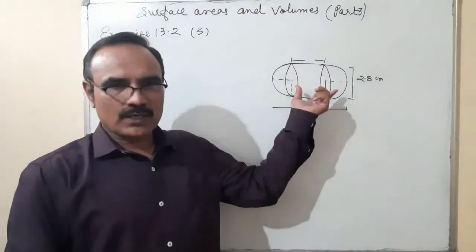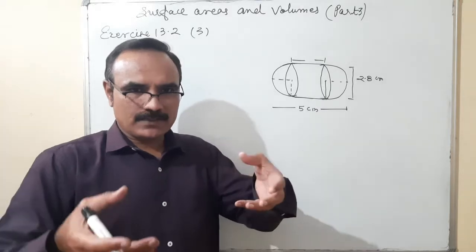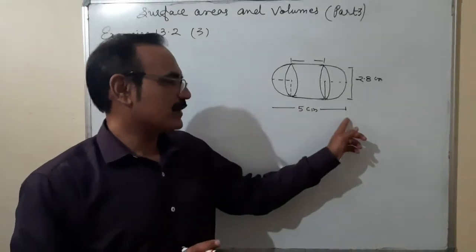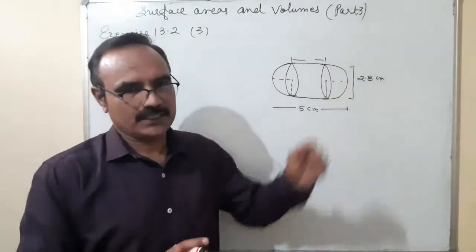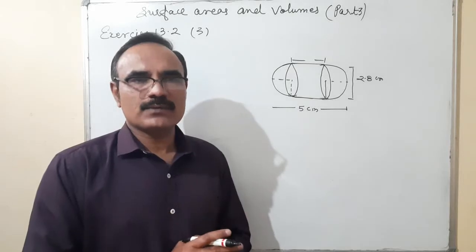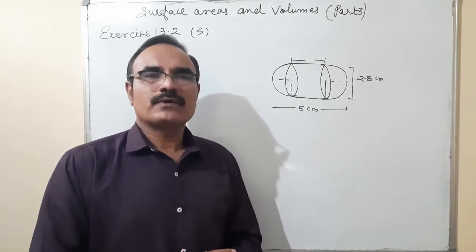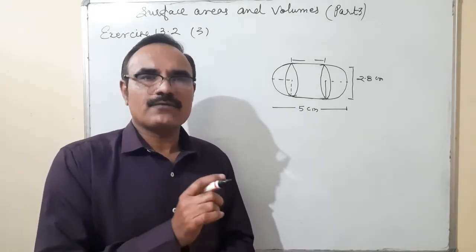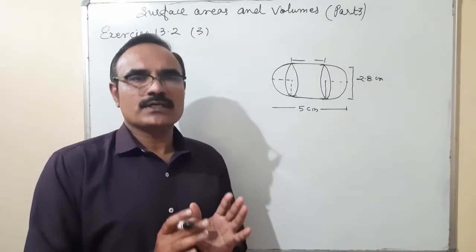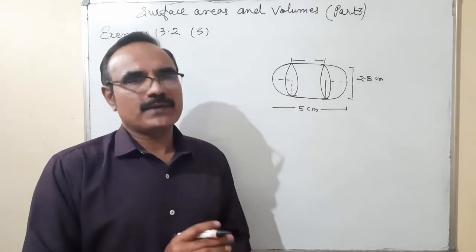This is the shape of a gulab jamun, which is a cylindrical shape with two hemispherical ends mounted on both sides. The length of the gulab jamun is 5 cm, diameter is 2.8 cm. There are 45 gulab jamuns, and each contains 30% of its volume as sugar syrup. We are going to find the total sugar syrup in 45 gulab jamuns.